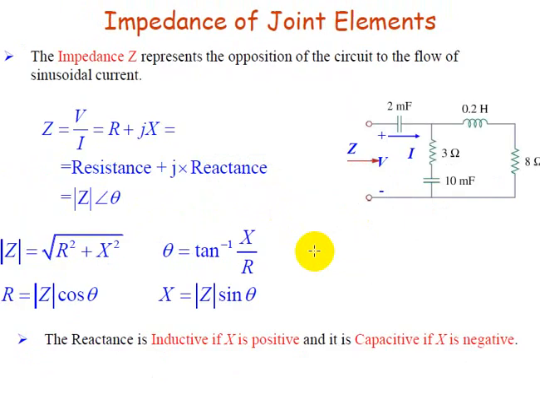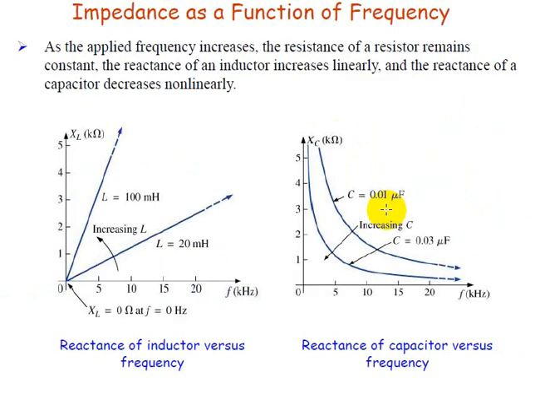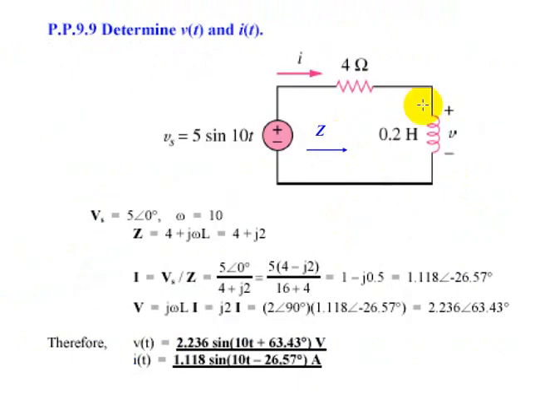Now let's move to how to determine the impedance of a combined network. For example, this is a network where we have a resistor and an inductor in series. We need to determine what? Vt and It.